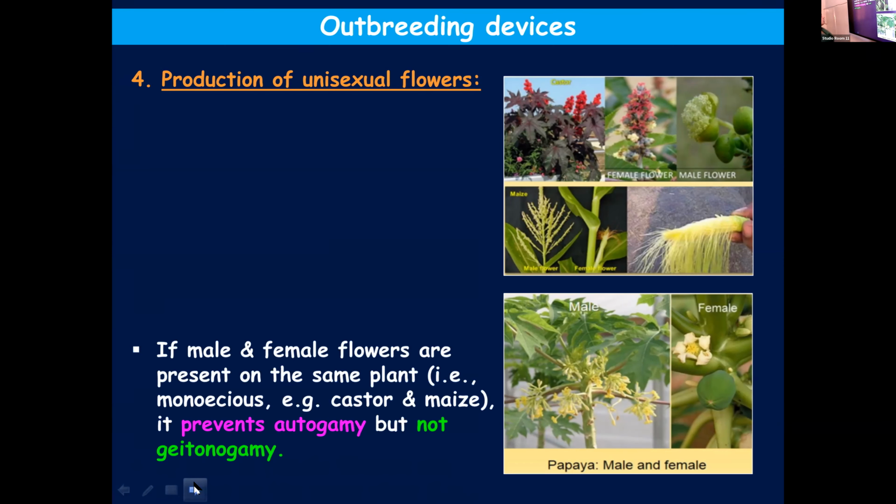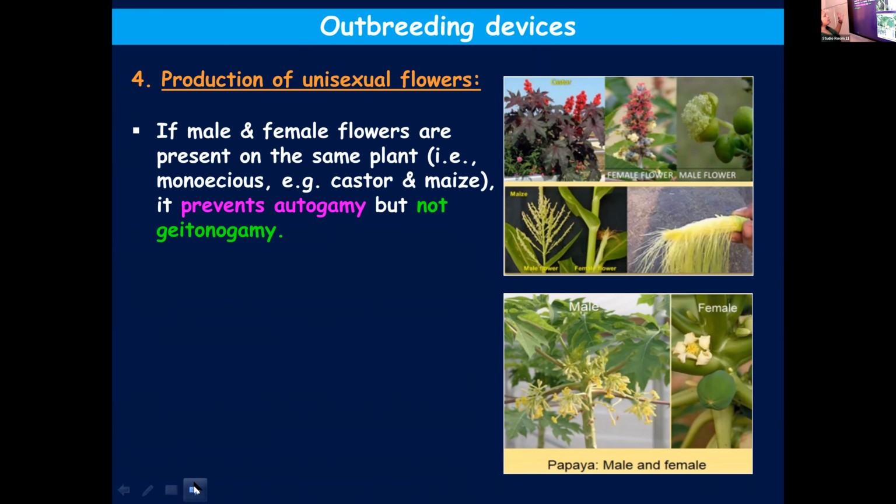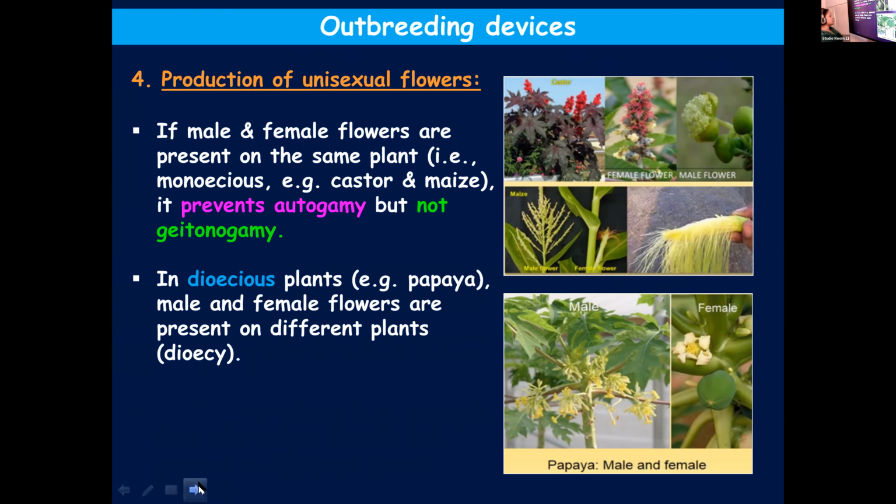Hope you have followed. If male and female flowers are present on the same plant, a monoecious plant, meaning both male and female flowers are present on the same plant, as in the case of castor and maize, we can prevent autogamy. It will help in preventing autogamy, as the same flower does not have both the reproductive parts, but geitonogamy cannot be prevented. Whereas in dioecious plants, male and female flowers are produced on different plants. Example, papaya. There we can successfully avoid both autogamy and geitonogamy.